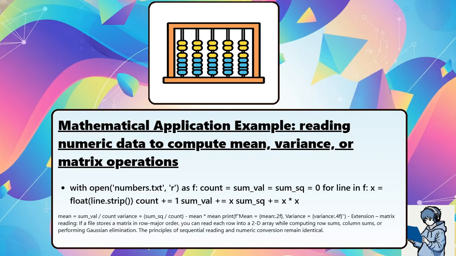Extension: matrix reading. If a file stores a matrix in row major order, you can read each row into a 2D array while computing row sums, column sums, or performing Gaussian elimination. The principles of sequential reading and numeric conversion remain identical.